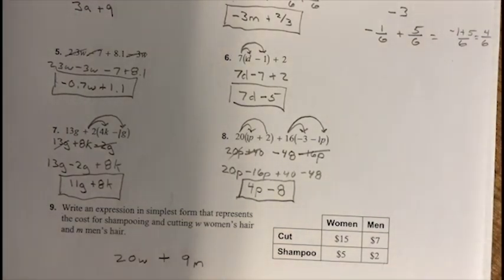So, there we go. It's both of them added together. However many women there were and however many men there were, this is the expression that we would get. And let's say for instance, I am a hairdresser and I know how many women I served that day and I know how many men I served that day and they all got the exact same cut and the exact same shampoo, I can find out how much money I made.